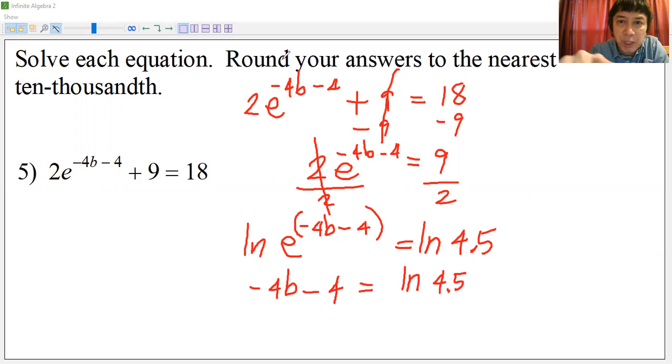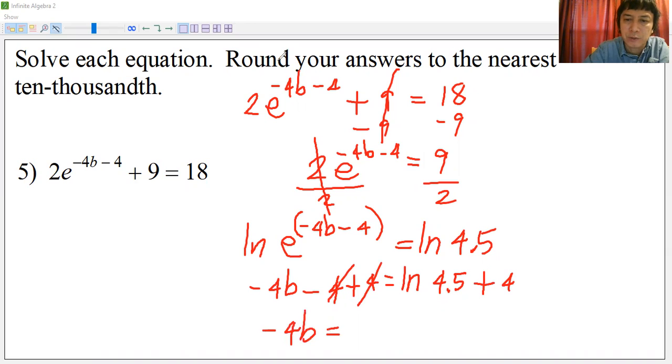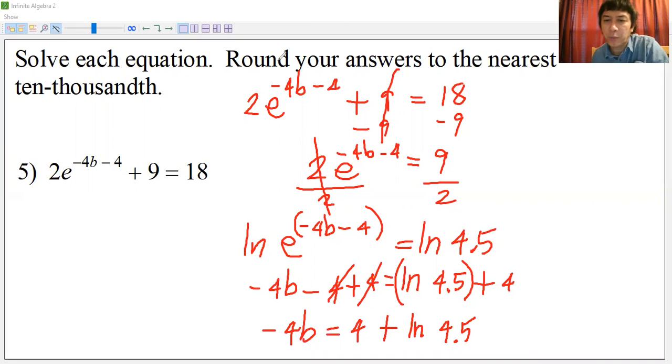So we're going to add 4 to both sides. Plus 4 here and plus 4 here. All right. So this 4 and the negative 4 cancel out. We will just have negative 4b, which is equivalent to ln 4.5 plus 4, the same as 4 plus ln 4.5. Remember, this is one number plus 4. So we can interchange them and write it as 4 plus ln 4.5.